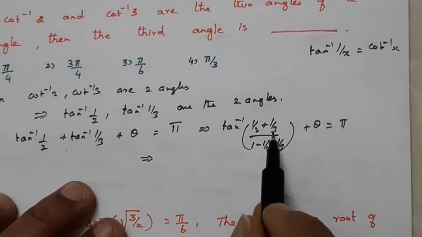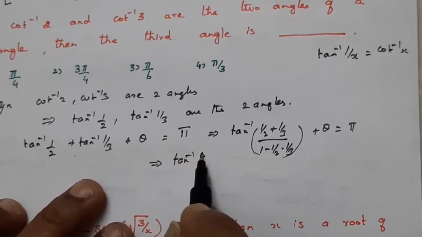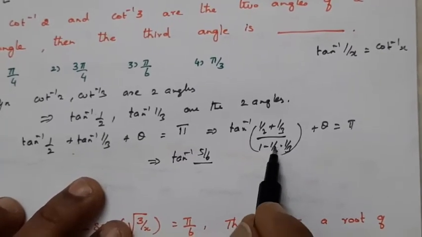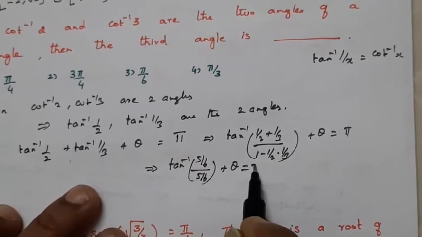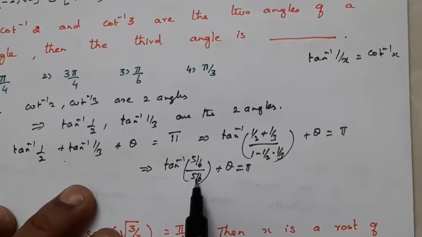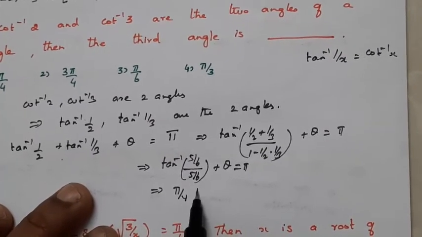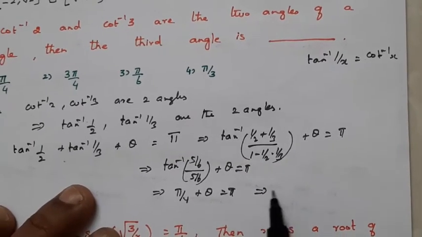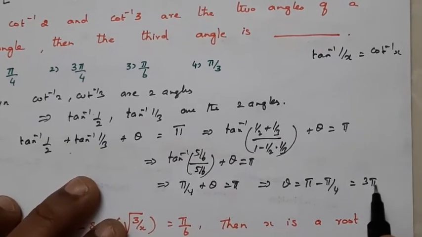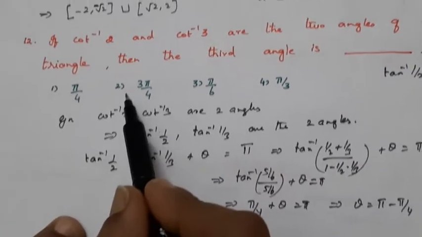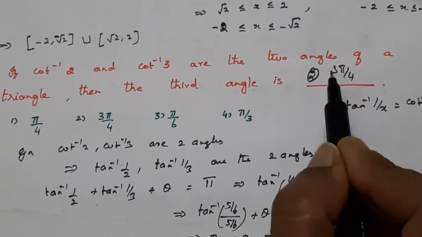So let us simplify. Taking LCM as 6, it will be tan inverse of 5 by 6 divided by 1 minus 1 by 6, which is again 5 by 6, plus theta is equal to pi. So it will be tan inverse of 1, and tan inverse of 1 is nothing but pi by 4. So pi by 4 plus theta is equal to pi, which implies theta is equal to pi minus pi by 4, that is 3 pi by 4. So what is the option? Option number 2. The answer is 3 pi by 4.